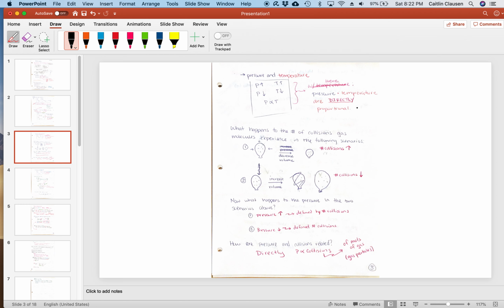Pressure and temperature we found were directly proportional to each other. As pressure increases, temperature should increase. As temperature increases, pressure should increase, or they both decrease.